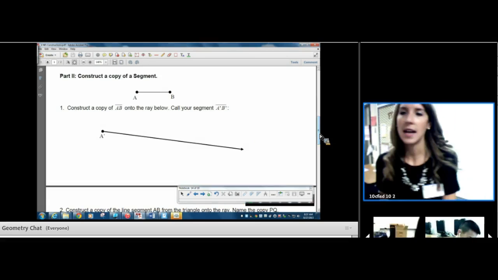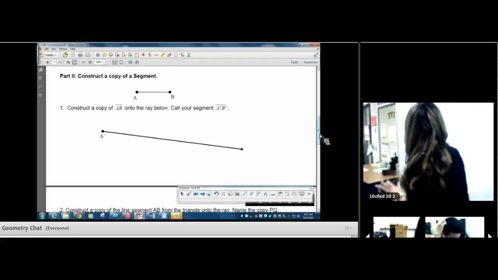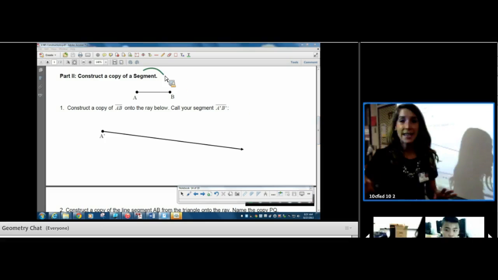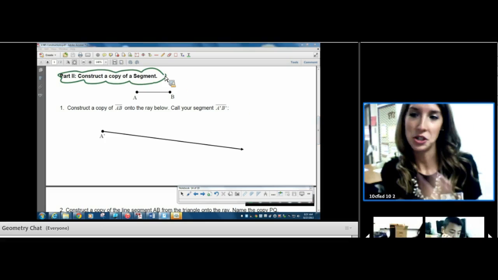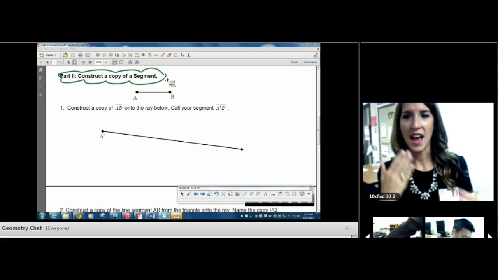Construct a copy of a segment. This is today's entire goal, right here: to construct a copy of a segment. So if you leave with nothing else today, I just want you to know how to copy a segment, and you're going to be like, whoa, that was the easiest thing ever.